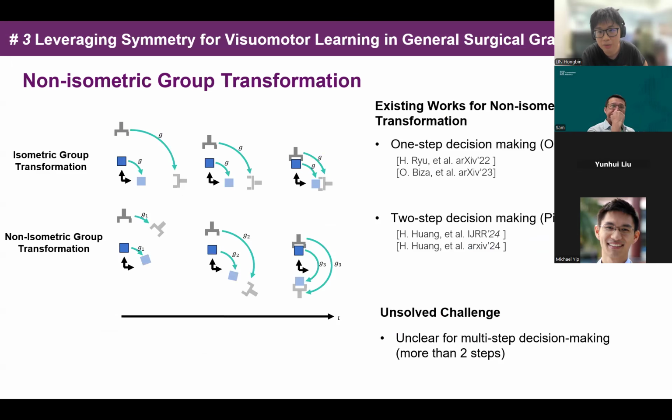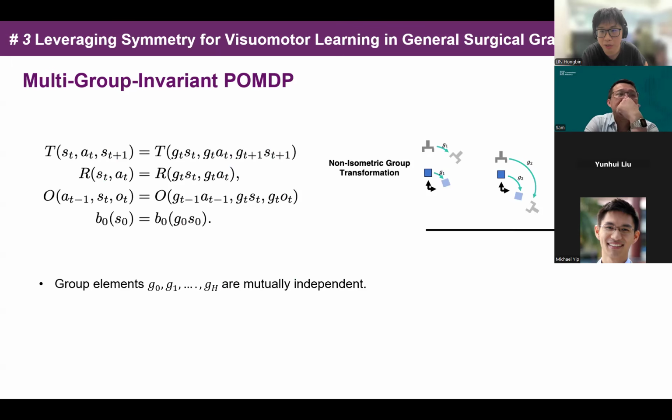Field study explored the non-isometric group symmetry, which applies non-fixed transformations in the spatial and temporal dimensions. Previous work studied picking as one-step decision-making and pick and place as two-step decision-making. However, it remained unclear for multiple steps, more than 2. We propose a new formulation for the non-isometric group transformation in the setting of multiple steps. The symmetric prior is formulated as transforming the condition of the POMDP with a non-isometric group remains invariant. All group elements in the transformation are mutually independent.